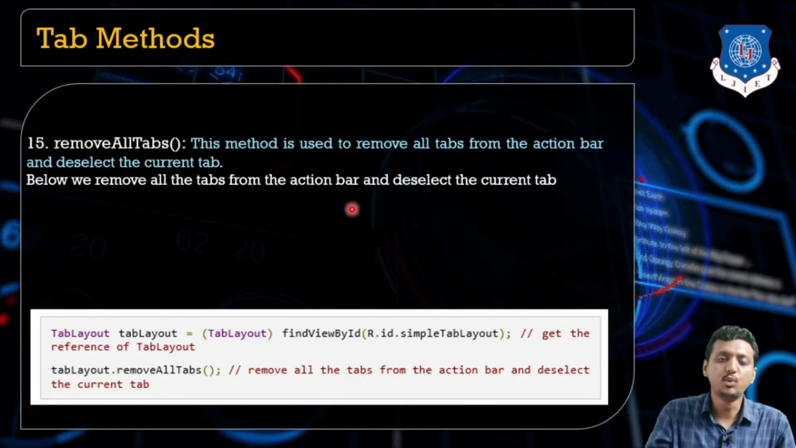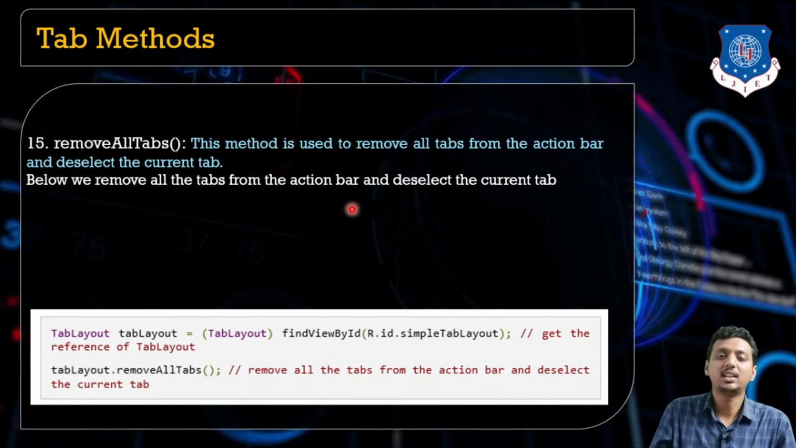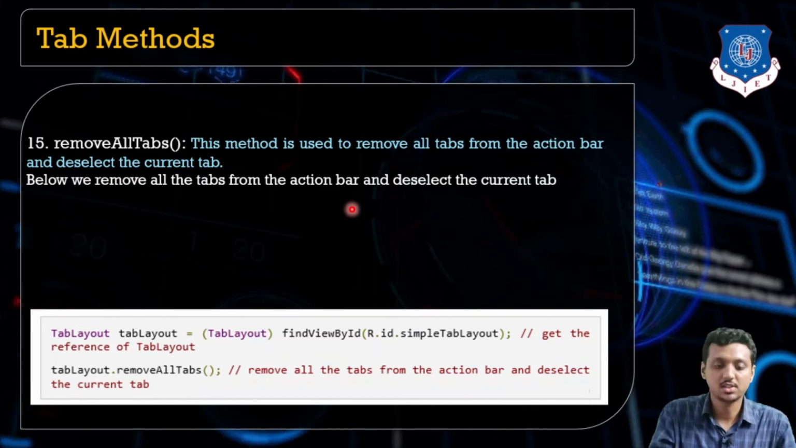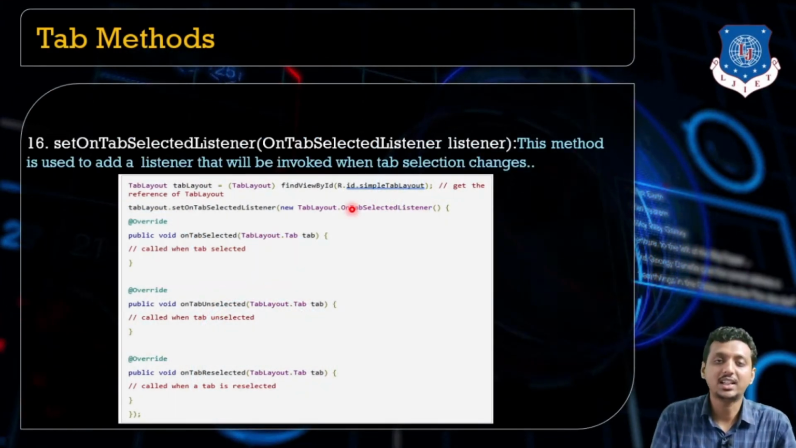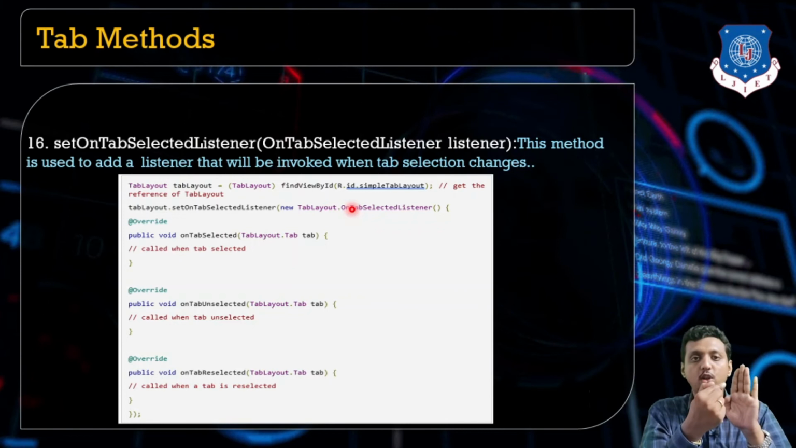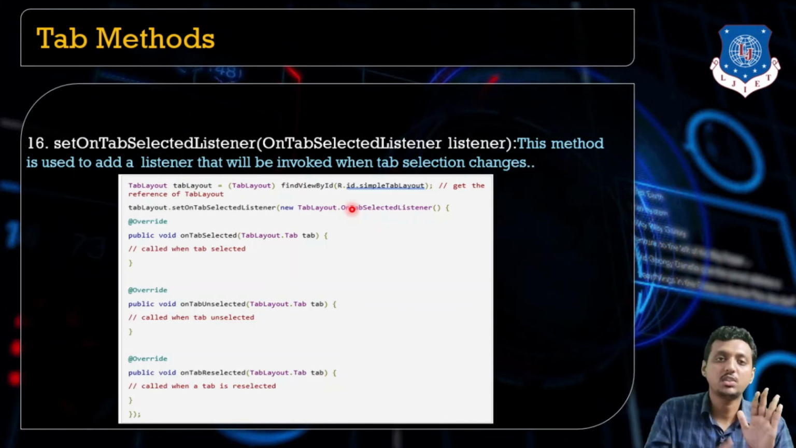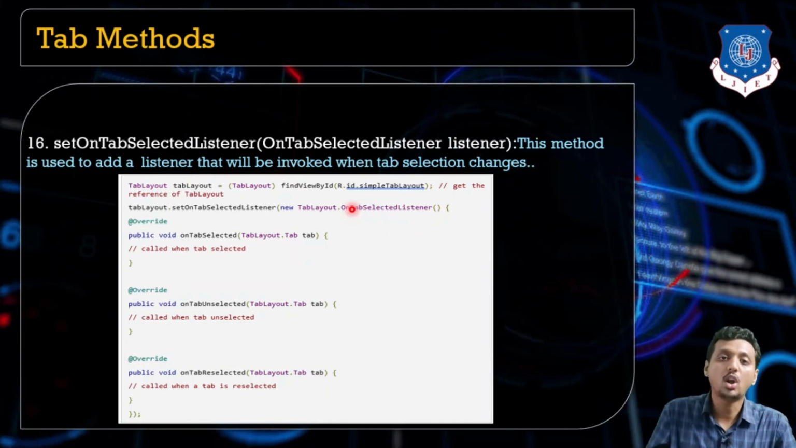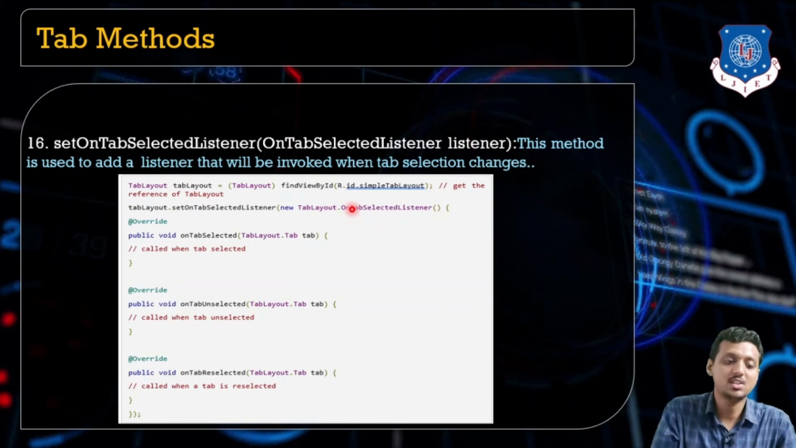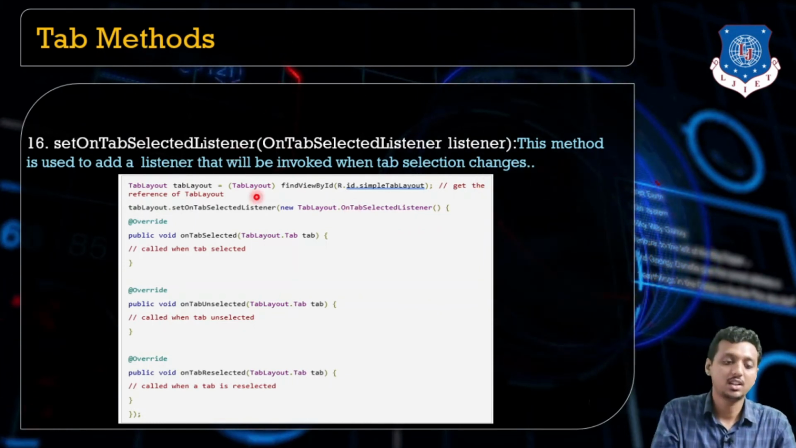The next method is removeAllTabs. If you want to remove all tabs from the action bar and deselect the current tab, then this method should be called first. The next method is known as setOnTabSelectedListener. Whenever you click on chat, it will show you the fragment of the chat. On status, it will show the fragment of the status. How does that occur? For that, you just need to call or override the method known as setOnTabSelectedListener and write code inside it.